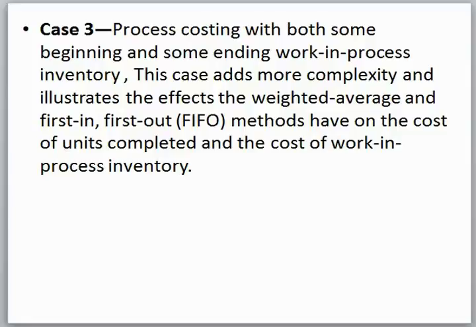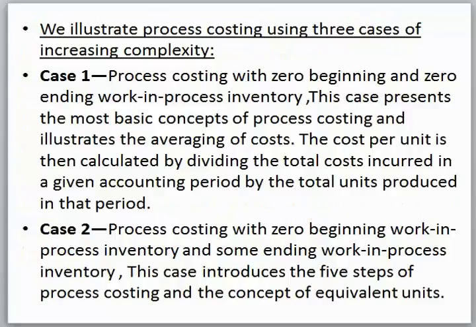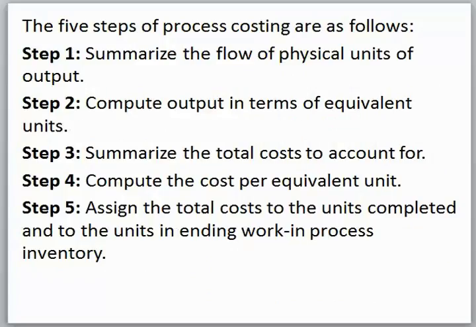So, the difference between case number 1 and case number 2 is only the work in process ending. In case number 1, there is no beginning or ending work in process, and we calculate the cost per unit by dividing total cost incurred in a given accounting period by the total units produced in the same period. In case number 2, there is no beginning work in process, but there is an ending work in process. So we will follow the 5 steps we talked about.